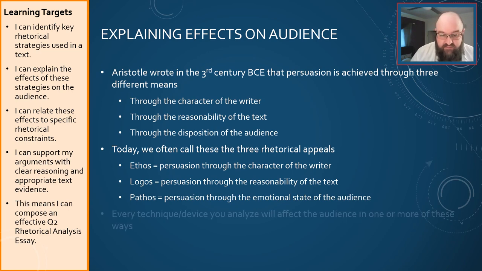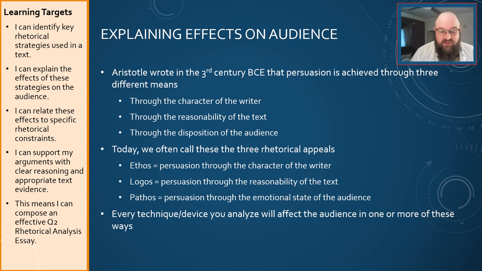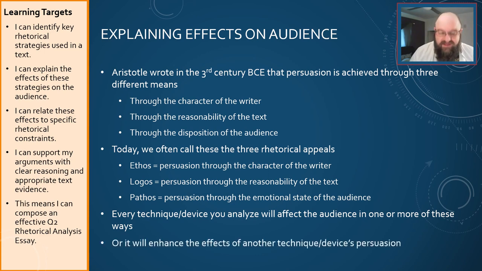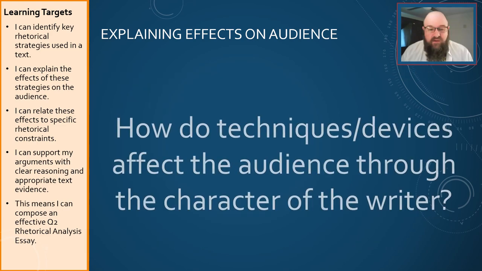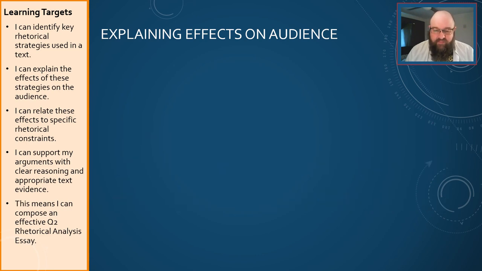Every technique or device that you come across, every one that you include in your analysis, will affect the audience in one or more of these ways. Or it will enhance the effects of another technique or device's means of persuasion. So let's start off with the first of the three means there. How do techniques and devices affect the audience through the character of the writer?